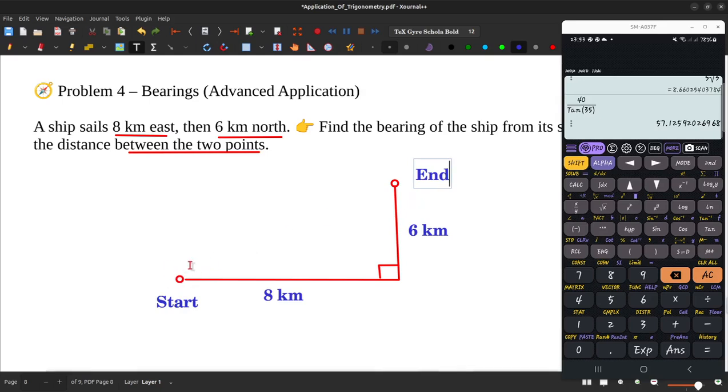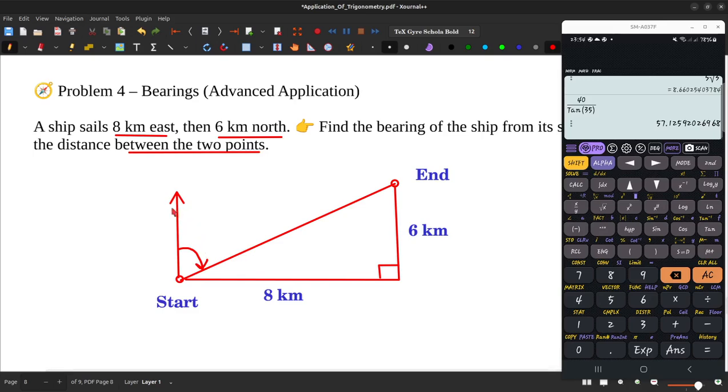So at this point now, which is the starting point, let's go and draw our north line. There you go. And then we want to find the angle between the north line moving clockwise to where the ship is. So we are actually looking for this angle here. Remember, we are moving clockwise to find the bearing. So that's the angle we are looking for.